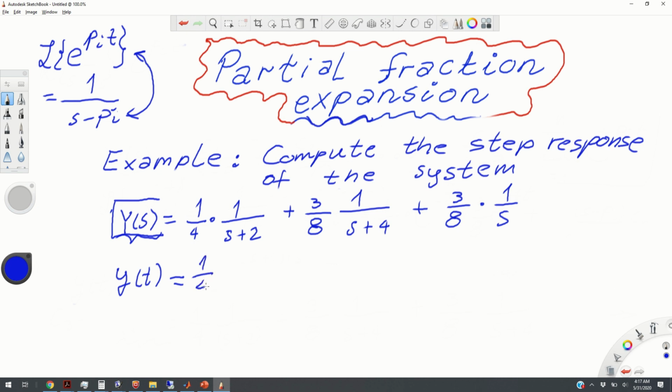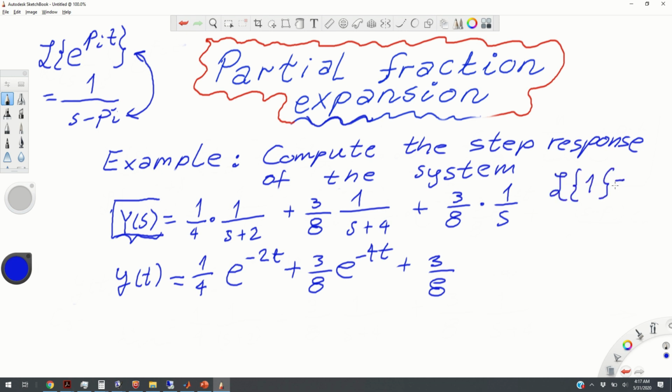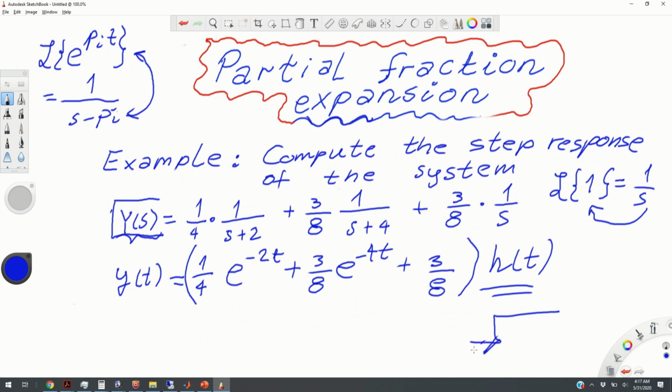So what do we have here? We have 1 over 4 e to the minus 2t, plus 3 over 8 e to the minus 4t, plus 3 over 8. Since the Laplace transform of 1, the Heaviside function, becomes 1 over s, the inverse Laplace transform is just 1. Now here we need to add a Heaviside function, since we are not considering values of t below 0.